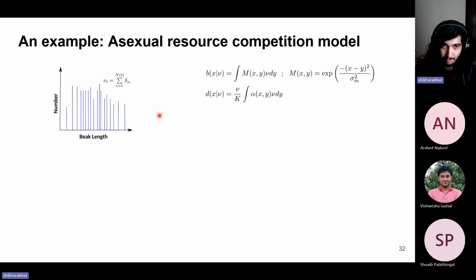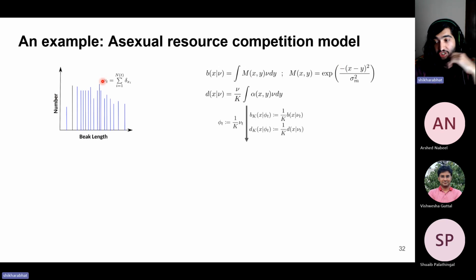Let's try to use our pipeline. Here everything is discrete. We have Dirac masses. Let's first move to population density space using the substitution phi equals nu by k. By the way, notice that I have included this k explicitly in my model definition. This is typically what will happen when I pick a particular model. You will find a system size parameter in the definitions of the birth and death rates.